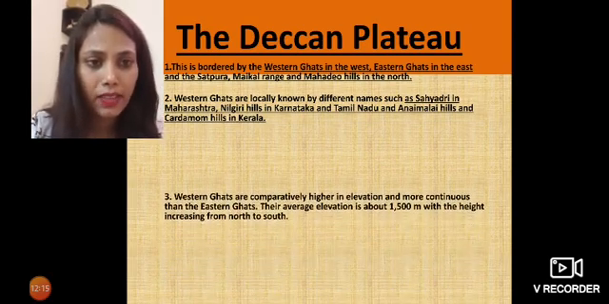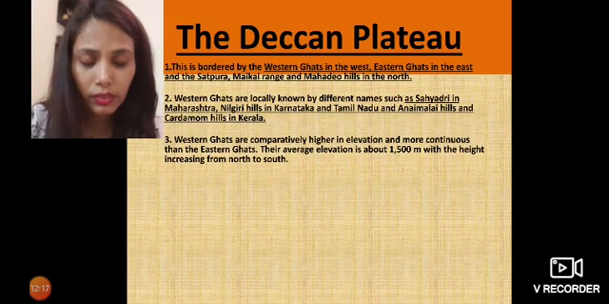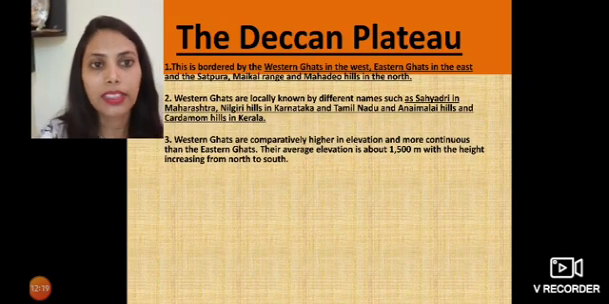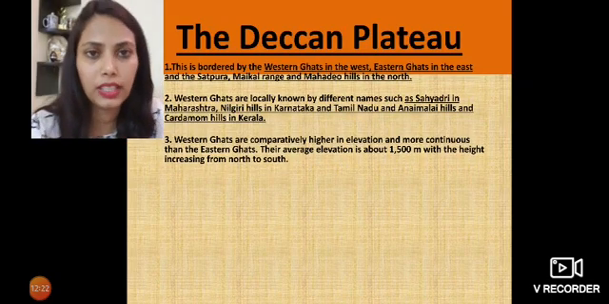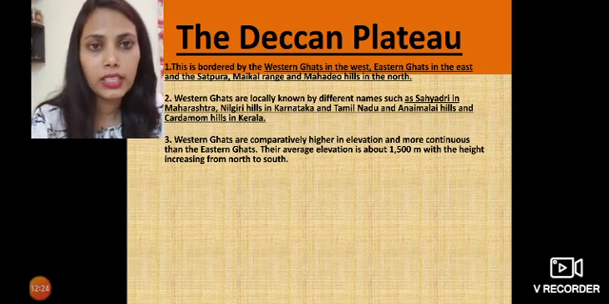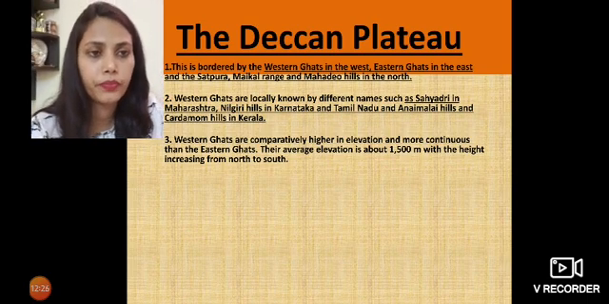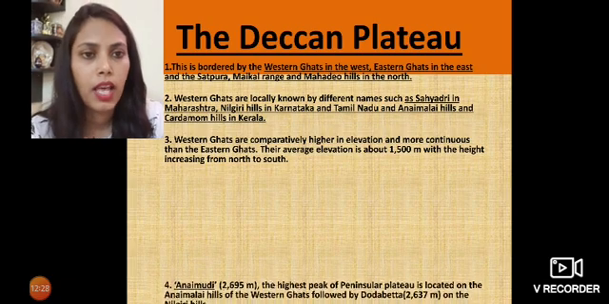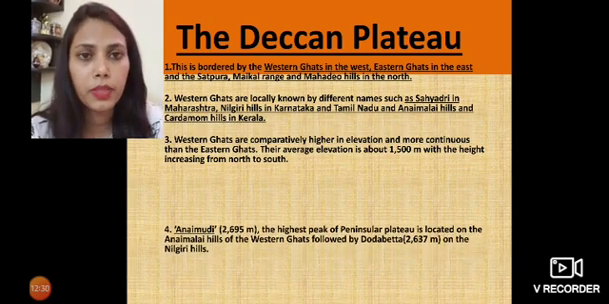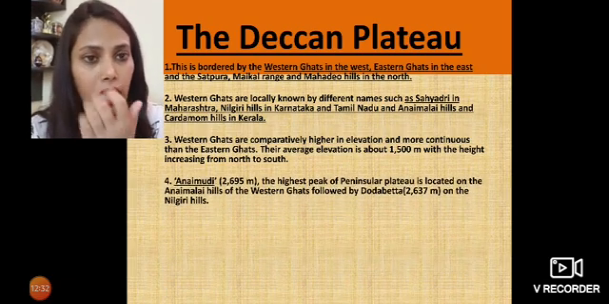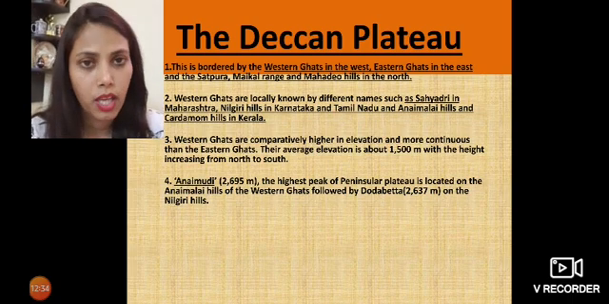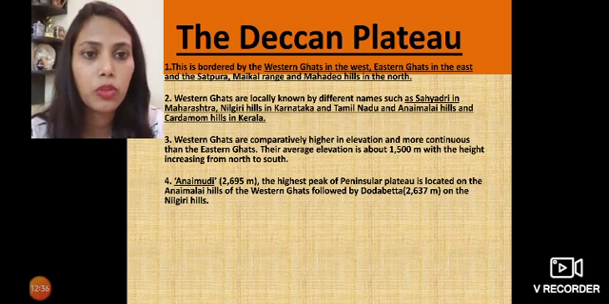Western Ghats are comparatively higher in elevation. They are more in height as compared to the Eastern Ghats, and they are continuous also. Eastern Ghats are not so continuous. Height of Western Ghat is 1500 meters. Anayamudi is the highest peak of the Peninsular Plateau. Highest peak is Anayamudi.